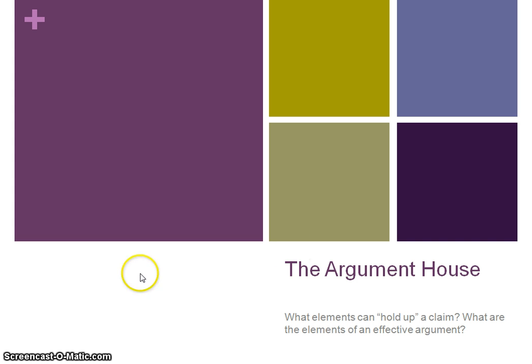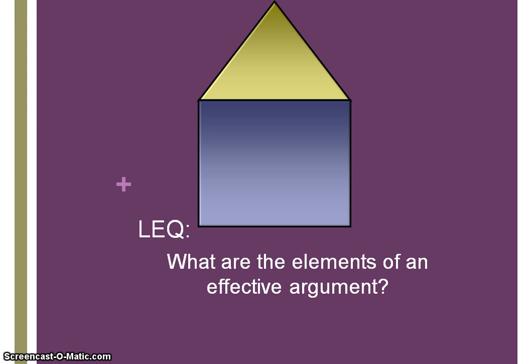Today we're going to talk about something called the argument house, and this is a concept that will help you think about the components of an argument. The LEQ that we are going to focus on today is: what are the elements of an effective argument? As we discuss this LEQ, I want you to think of an argument like a house. The roof needs to be held up by its supports or it will fall down.